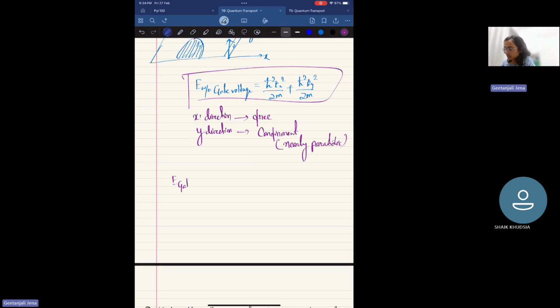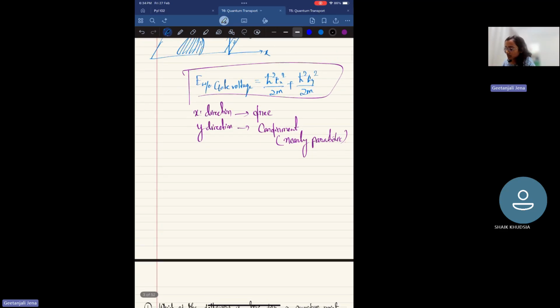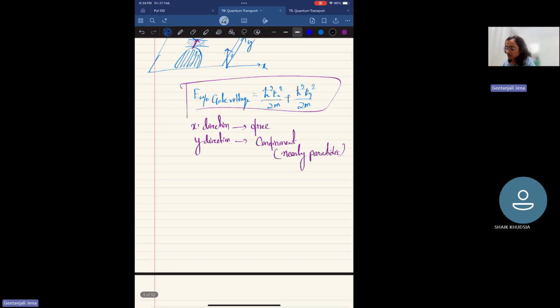Now we have a gate voltage applied along the quantum point contact. My writing is not clear, so let me take... Is the color of the writing fine? Or let me write in black then. I think that would be the best choice. Okay, if the color is fine, let me write in a big font size.